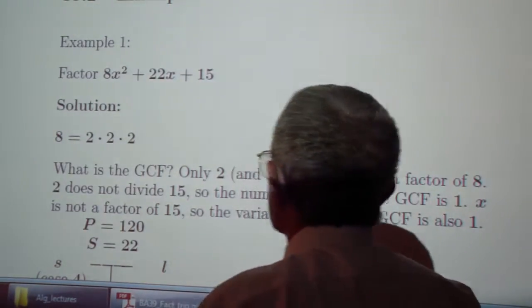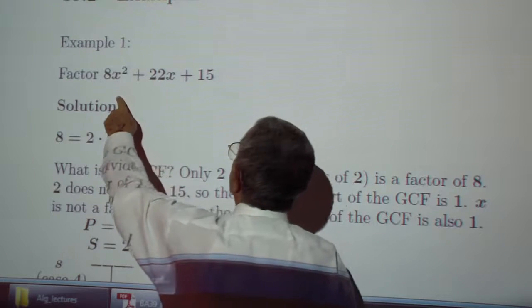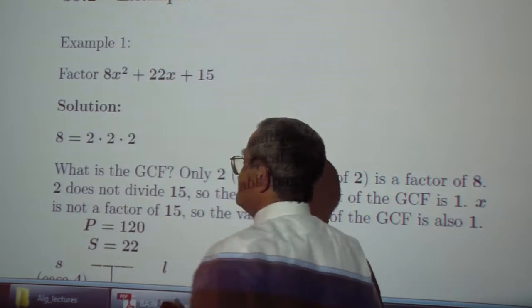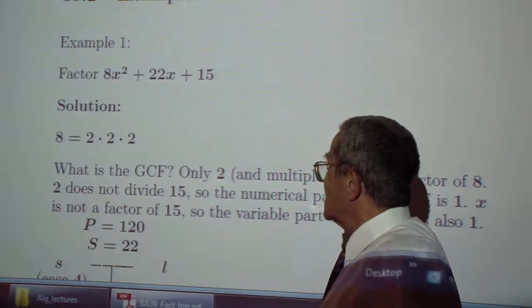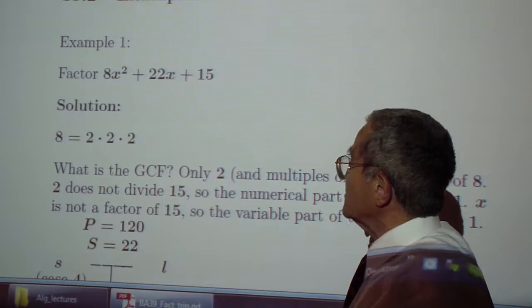Example 1. Factor 8x squared plus 22x plus 15. What's the first thing you do? What's the greatest common factor?